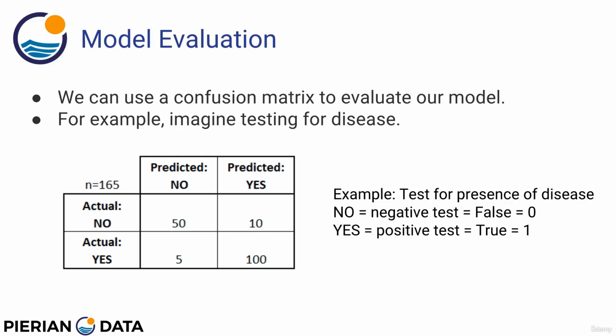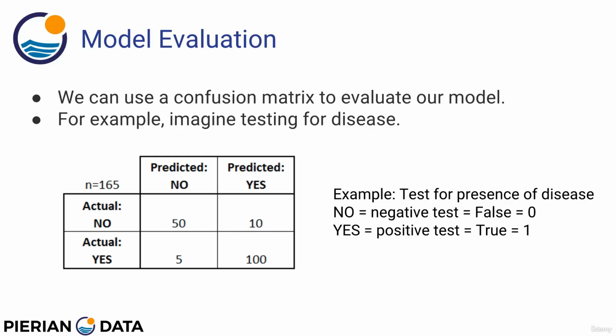The confusion matrix itself is actually relatively simple to understand, but sometimes the related terminology can be confusing. Let's go ahead and walk through this example. In this case, we have a binary classification problem. So in this example, we're testing for the presence of a disease, where no is a negative test, which is false equals 0. Yes is a positive test, where true is equal to 1. What can we learn from this matrix? Well, there are two possible predicted classes, yes and no. If we were predicting the presence of a disease, for example, yes would mean that they have the disease, no would mean that they don't have the disease.